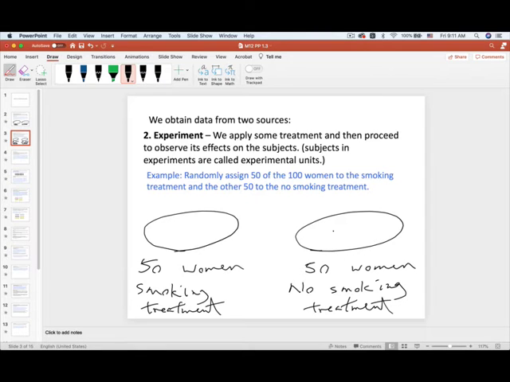And the no smoking treatment group here, we also say this is going to be the control group. We set up the control group just so you can compare with the one with the smoking treatment. And we call this the experiment.